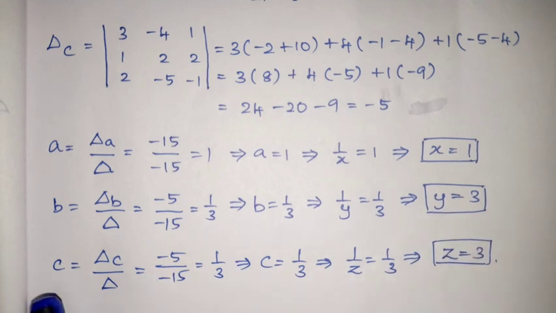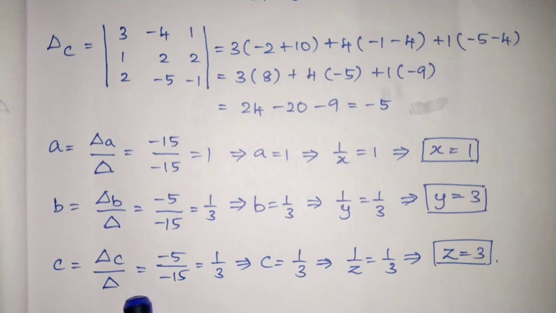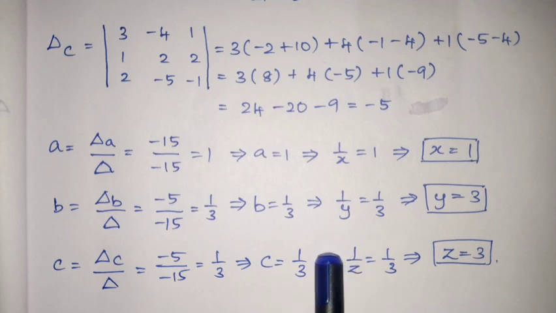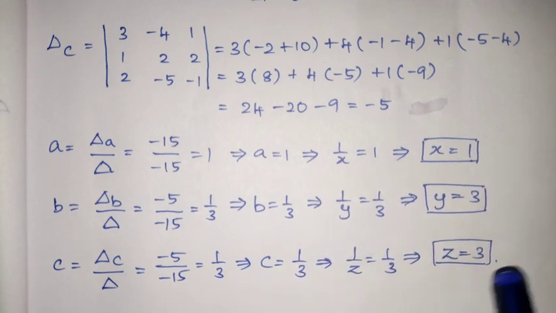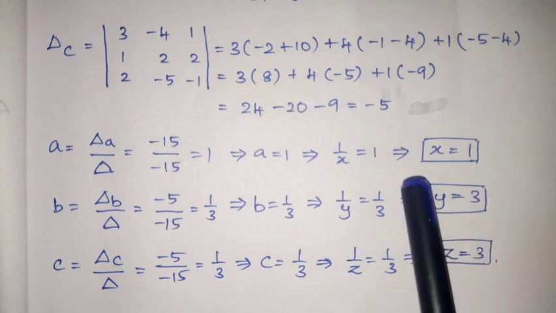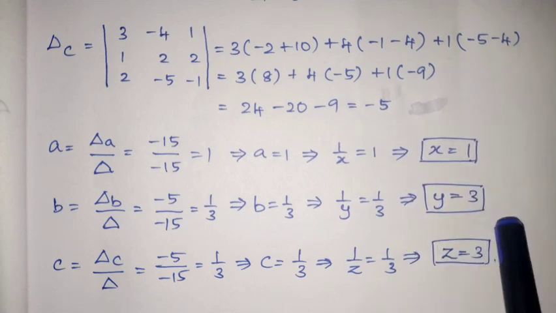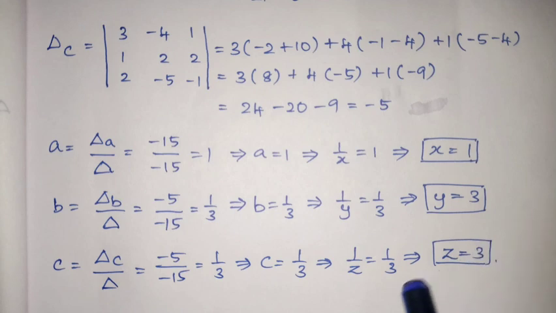Now find the value of C. What is C? Del C divided by del, which is equal to minus 5 divided by minus 15, which is again 1 by 3. So C is equal to 1 by 3. C is replaced by 1 by Z. So 1 by Z is equal to 1 by 3. So now Z is equal to 3. So X is equal to 1, Y is equal to 3 and Z is equal to 3. So this is the way you have to do Cramer's rule.